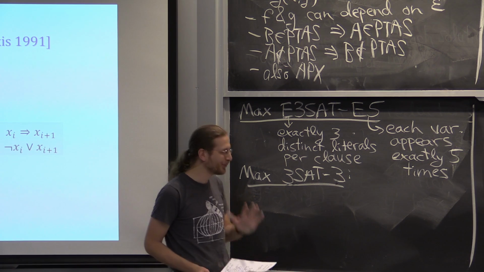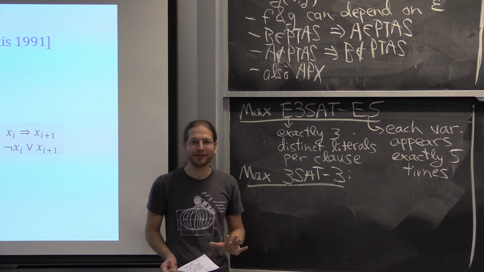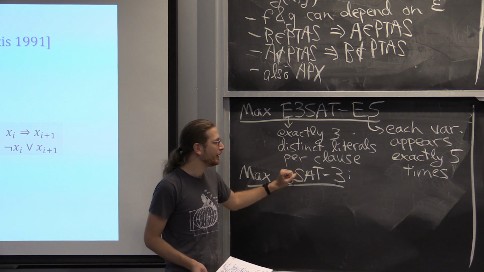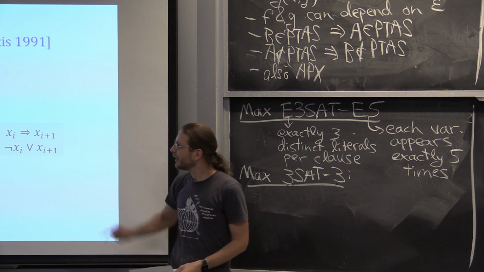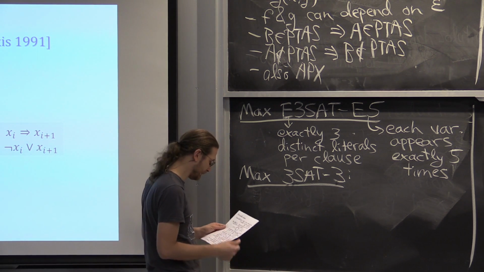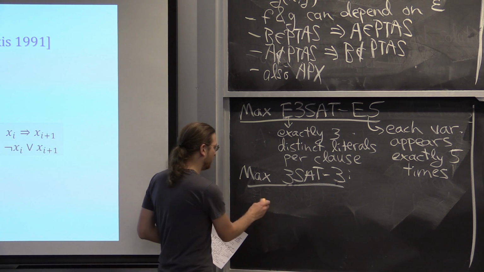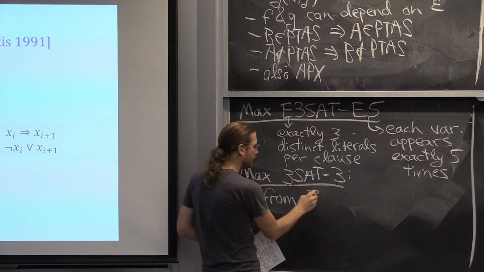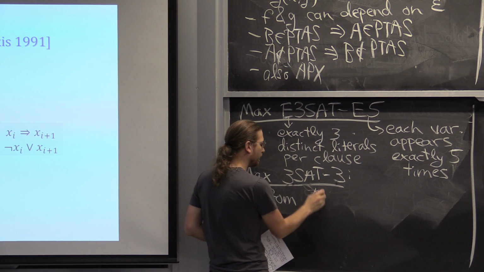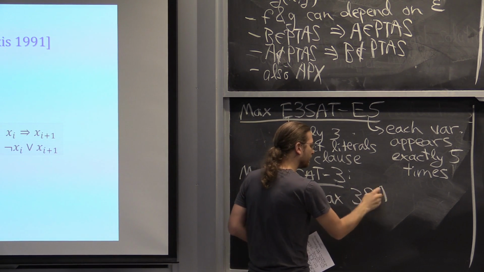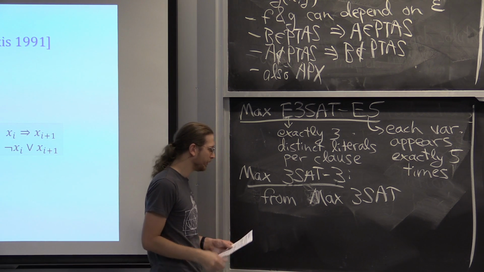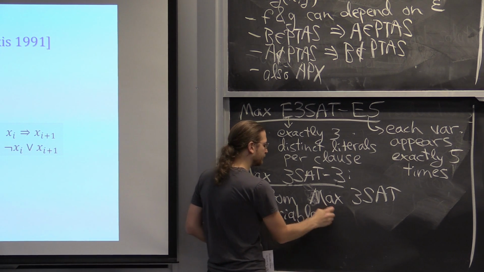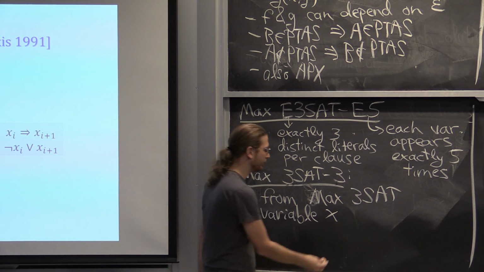So I'm not going to prove that 3SAT is APX-hard. We might do that in a future lecture, but just take that as given. What I want to show you is how to convert max 3SAT into max 3SAT3. Not like this, but using a different trick. So we're reducing from max 3SAT. We're given a formula, we're given some variables. Let's look at variable x. And let's say it appears k times.